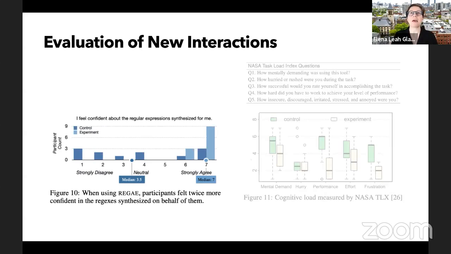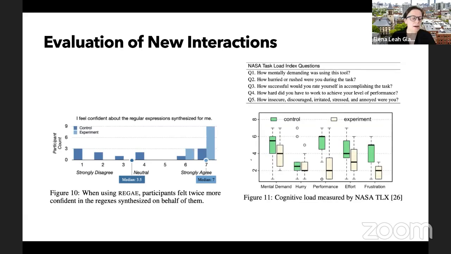We also asked them five questions from the NASA TLX cognitive load survey. This is a go-to survey we use to assess how difficult it is to use an interface. The first question is, how mentally demanding was using this tool? How hurried or rushed were you during the task? How successful would you rate yourself in accomplishing the task? How hard did you have to work to achieve your level of performance? How insecure, discouraged, irritated, stressed, and annoyed were you?